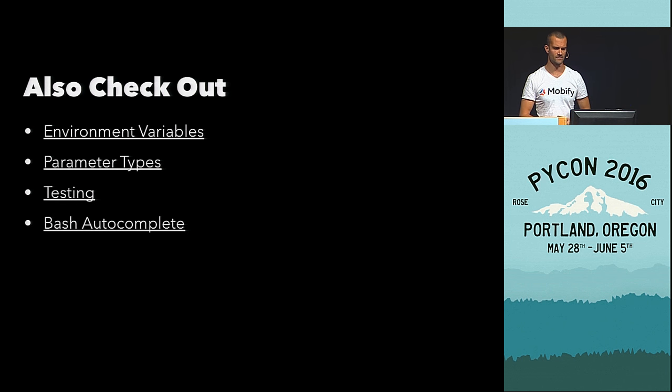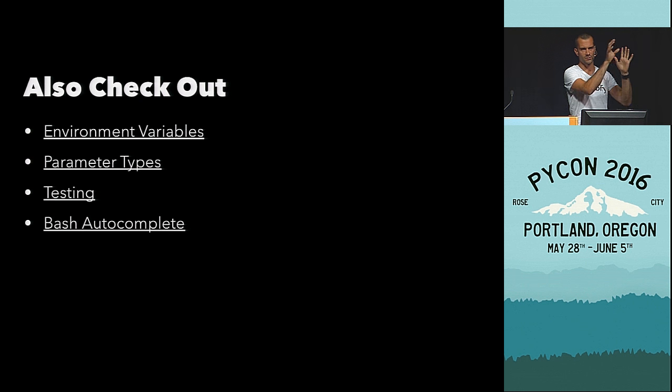There is also a way of specifying custom parameter types. So it's definitely worth a look at the documentation, looking at environment variables, as I showed briefly, looking at parameter types. Click comes with a testing framework that doesn't really cover unit testing, but actually covers the testing and execution of the entire pipeline through Click. And then it comes with bash autocompletion, which might not be that necessary for your use cases, but it's definitely a nifty little feature.